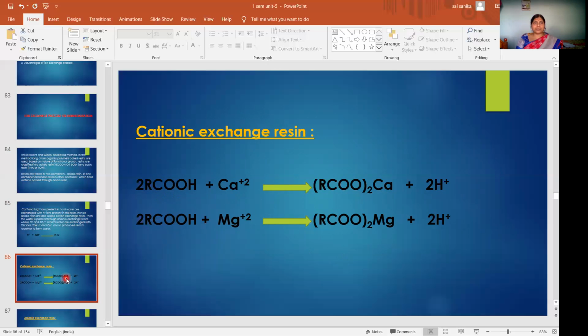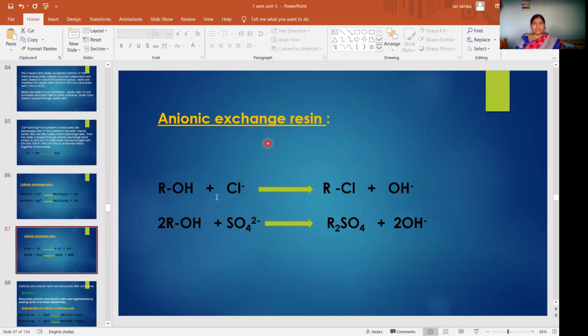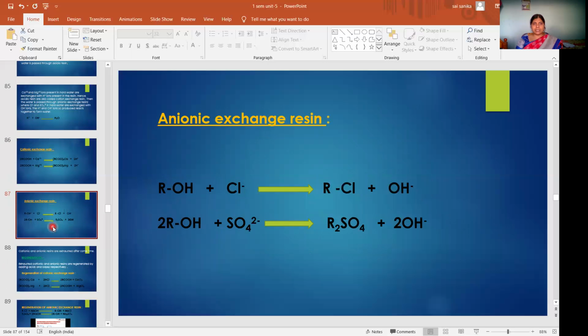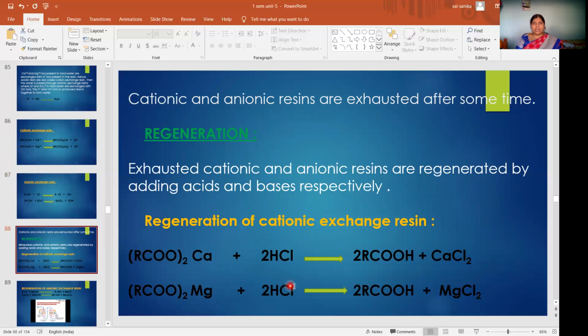Then the anion exchange resin will take the anions and liberate the OH- ions. Again, after passing for a few hours, it will be exhausted. So the exhausted resins are again regenerated by passing acids and bases.